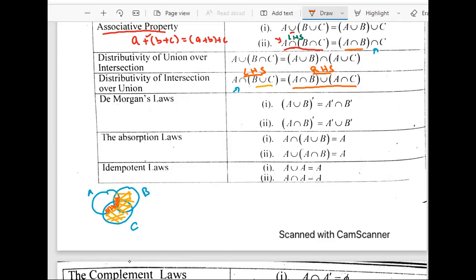Okay. B union C, it is A intersection B. Distributive of intersection over union, right? I am not getting what you are saying. The question is the left hand side, right? A intersection B union C is the left hand side. I've proved that. I want you to prove the right hand side.